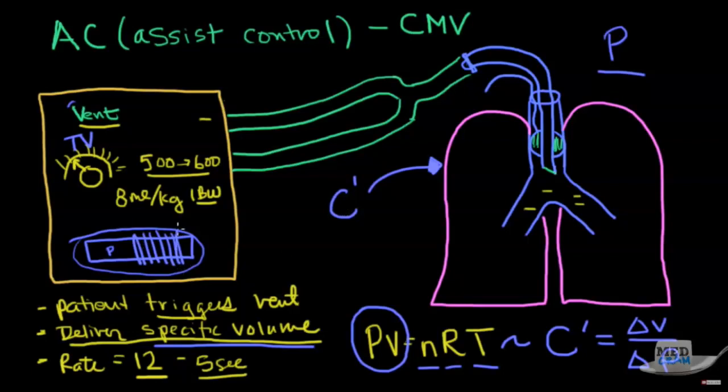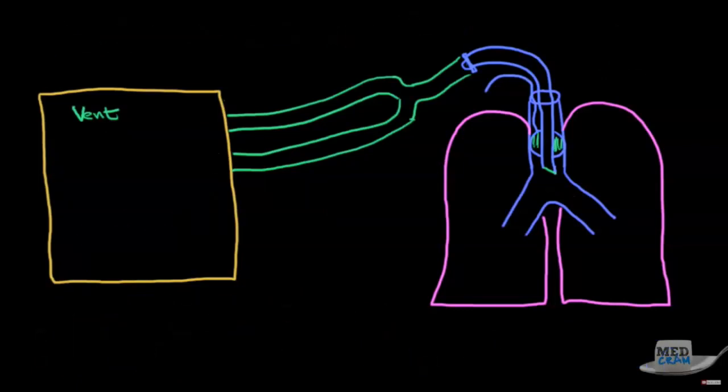If the compliance of the lung goes down, then typically you'll have higher pressures. If the compliance of the lung is very high, in other words, a very compliant lung, then your pressures are going to tend to be on the lower side.